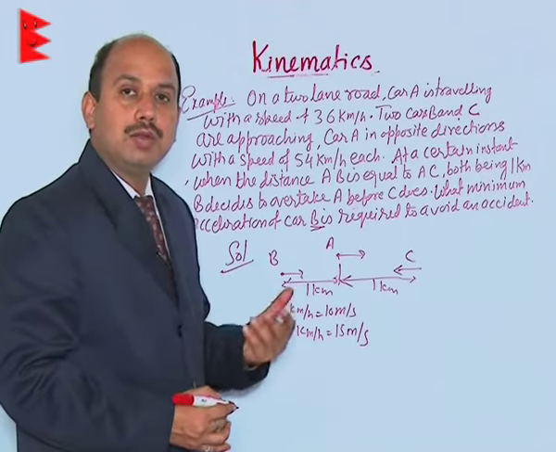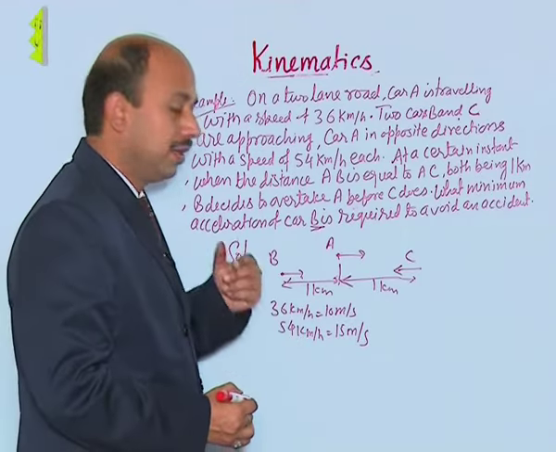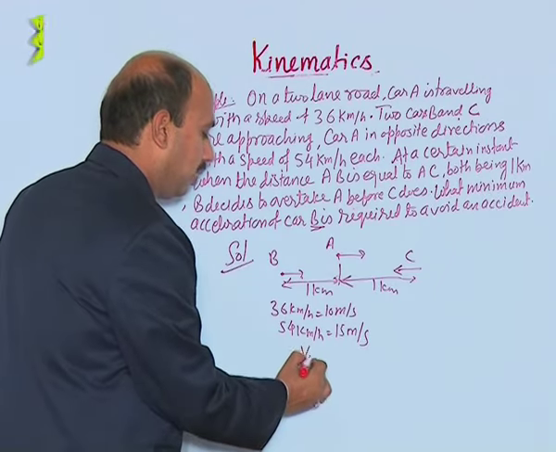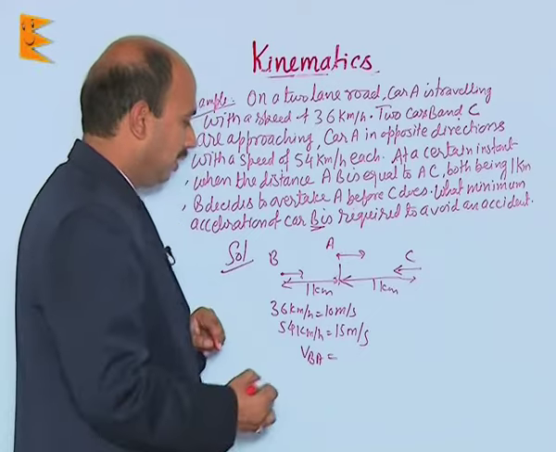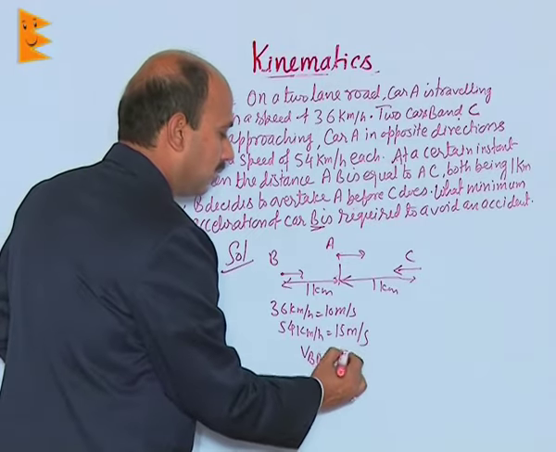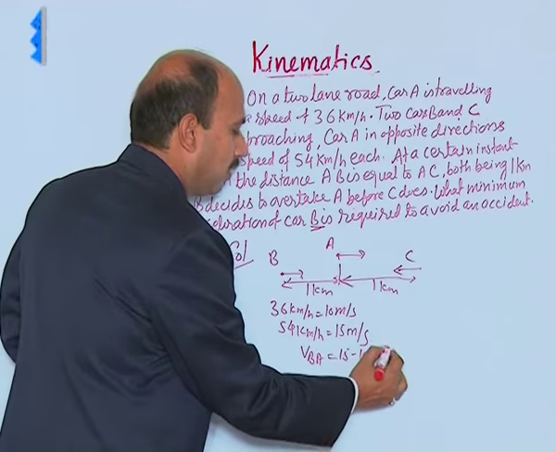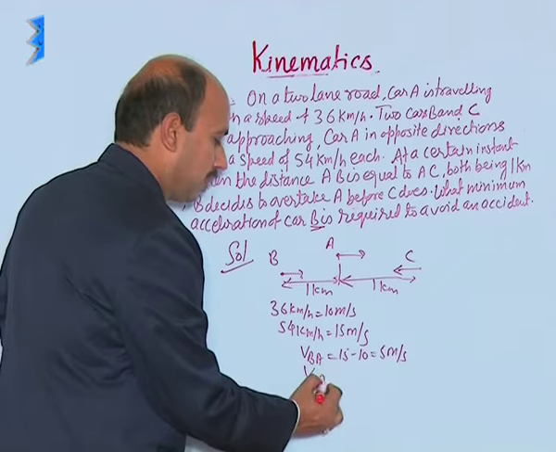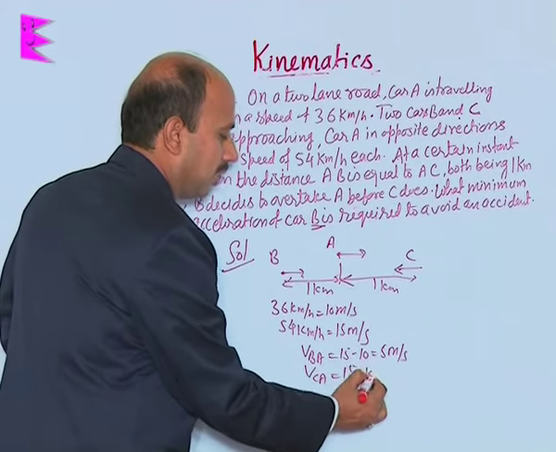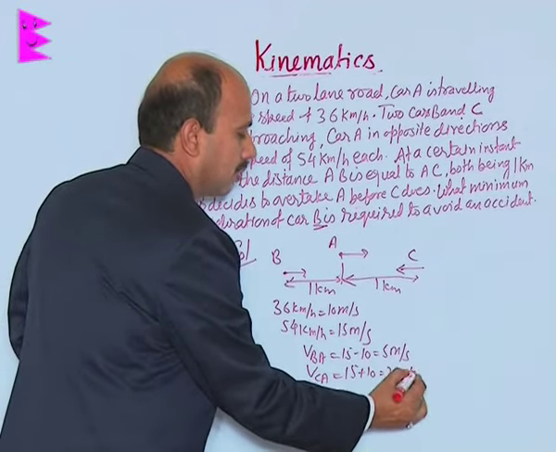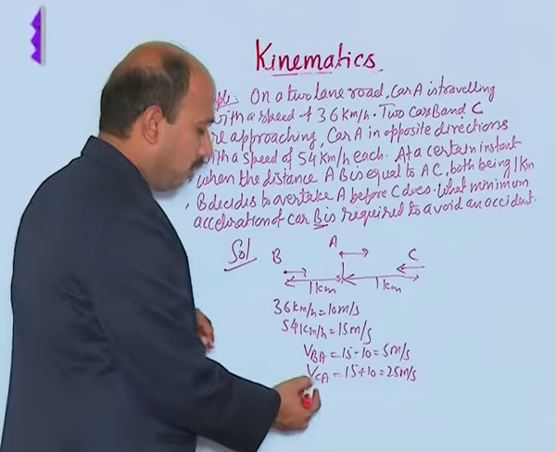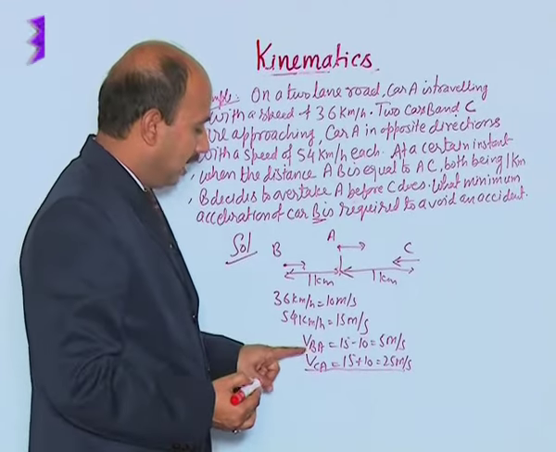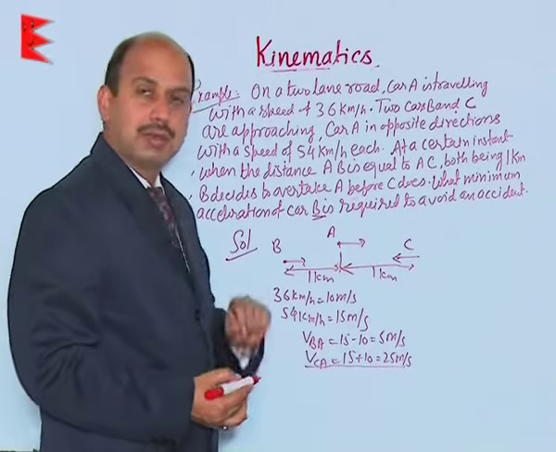So now first to find out the minimum time available for car B, we can calculate the relative velocity of B with respect to A. So VB with respect to A is 15 minus 10, that is equal to 5 meter per second, and VC with respect to A we can write 15 plus 10 is equal to 25 meter per second. So the relative velocity of C with respect to A is 25 meter per second. Relative velocity of B with respect to A is 5 meter per second.